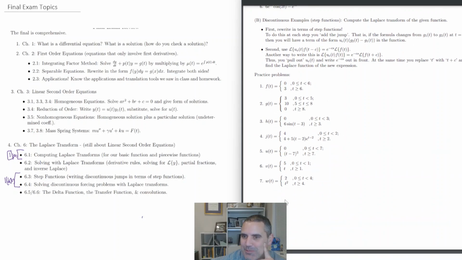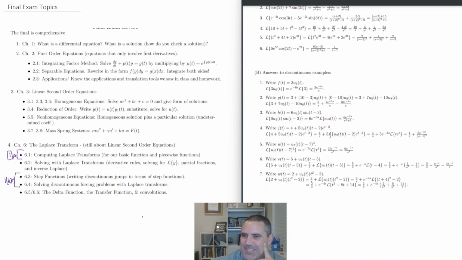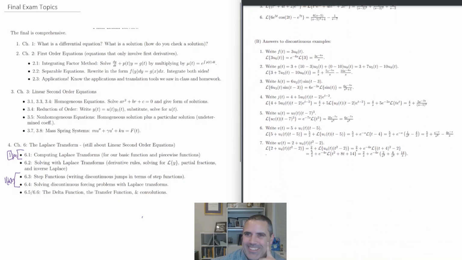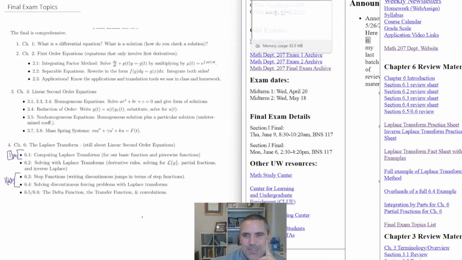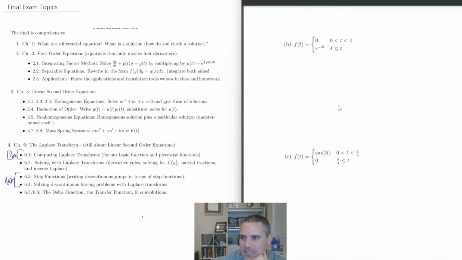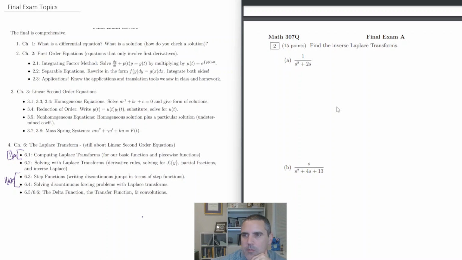Boy, those look pretty similar to what you're doing. Solutions for how to do that, so you don't have to dig too hard if you needed practice. All right, find the inverse Laplace transform.